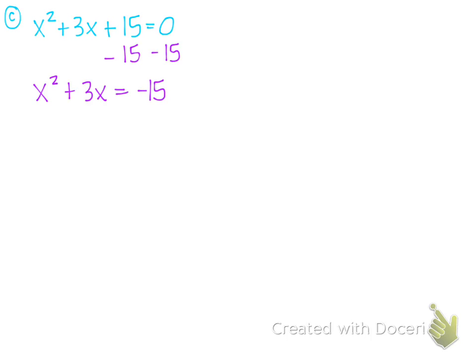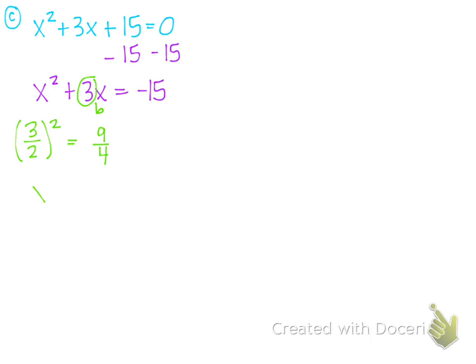Next we need to figure out what our new c is. So we're going to take this b. So we have 3, we're going to divide it by 2. Then we're going to square it. Now, 3 over 2 squared is 9/4. I know you're going, oh my goodness, there's a fraction there. That's okay. We can still add it to both sides. Remember, fractions are numbers too.